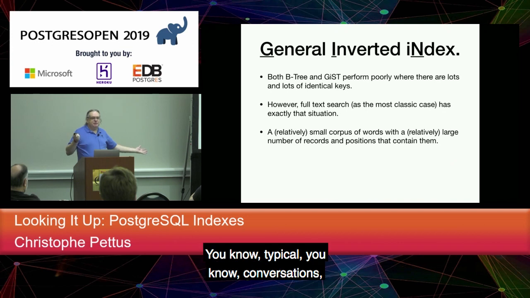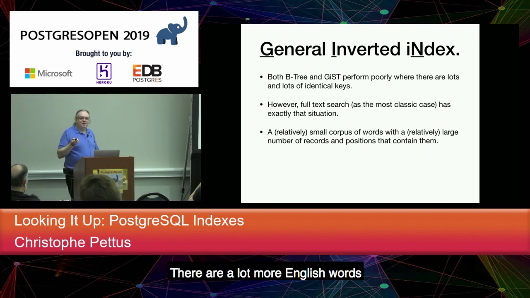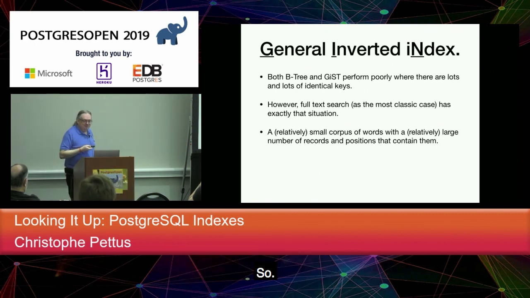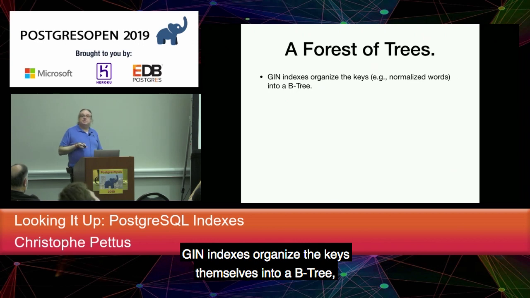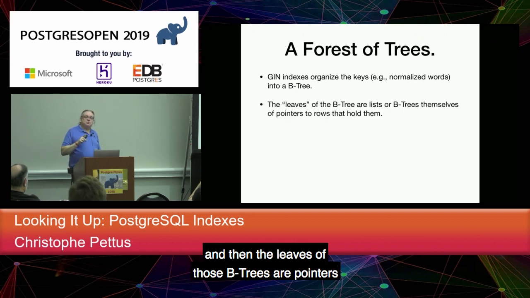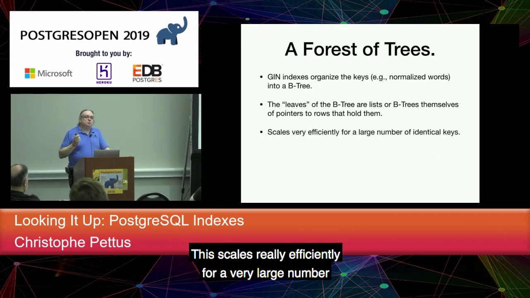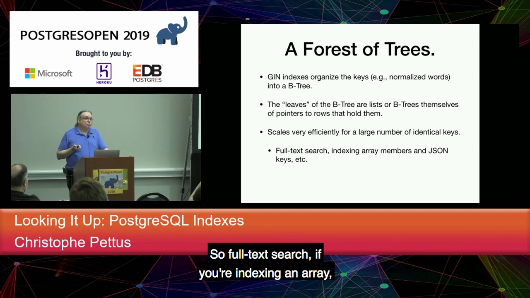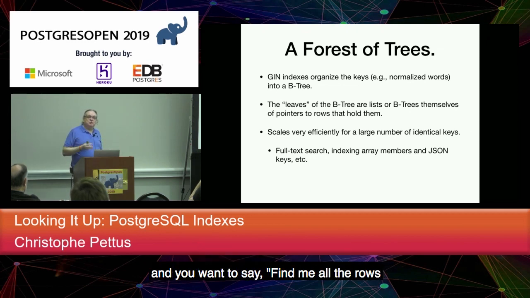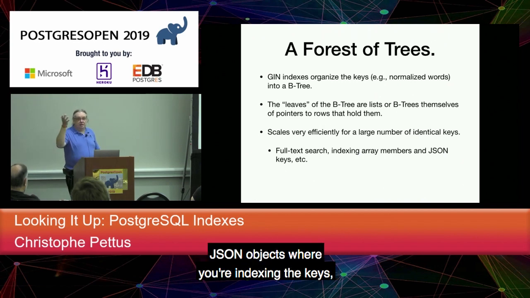You know, in typical conversations, there's about 5,000 to 8,000 English words we use all the time. There are a lot more English words when you walk into the library and look around. So, thus, GIN indexes. GIN indexes organize the keys themselves into a B-tree, and then the leaves of those B-trees are pointers to lists or further B-trees to the rows that hold them. This scales really efficiently for a very large number of identical keys. So full text search, or if you're indexing an array and you want to say, find me all the rows where this array field contains a 5. That's a very efficient use. JSON objects where you're indexing the keys, things like that.